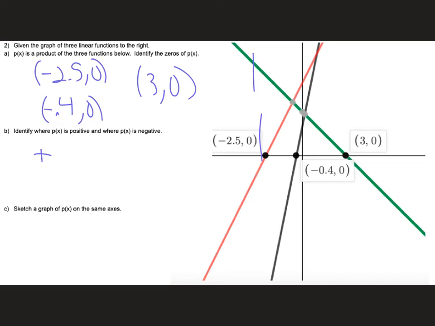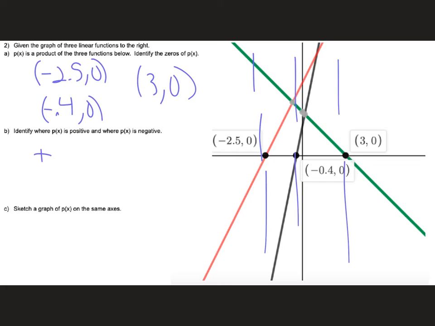I'm going to break this into regions. P of x is positive when I multiply and I get a positive number. So if I'm over here, the red one is negative. The black one is also negative. It's harder to see. And then the green one is positive. So negative times negative times a positive is positive.